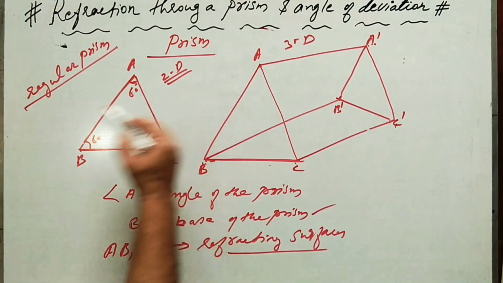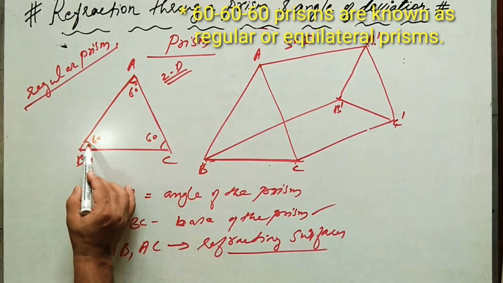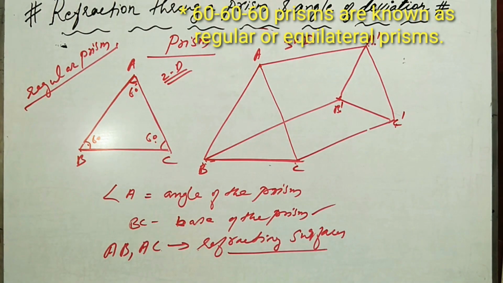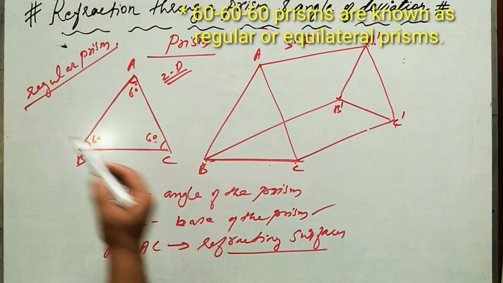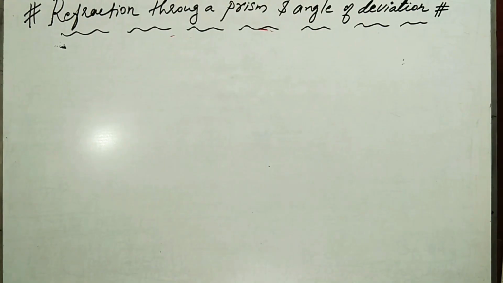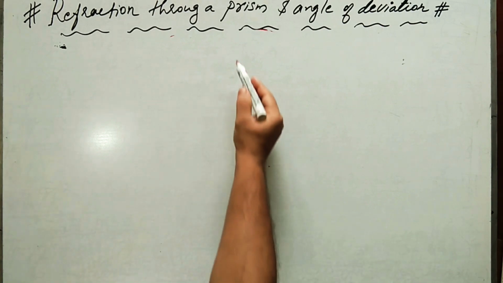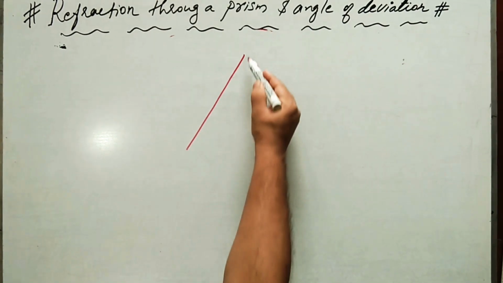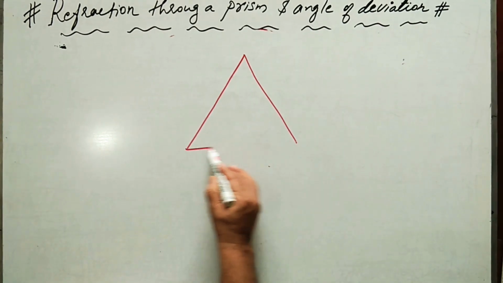Alright, and this kind of prism we call it as regular prism, whose angles are 60, 60, 60 degree each. And this type of prism is also known as equilateral prism. Alright? Okay, we got introduced with a glass prism. Now let us study how refraction is taking place through a glass prism. For that, we will represent a glass prism by its principal section ABC.